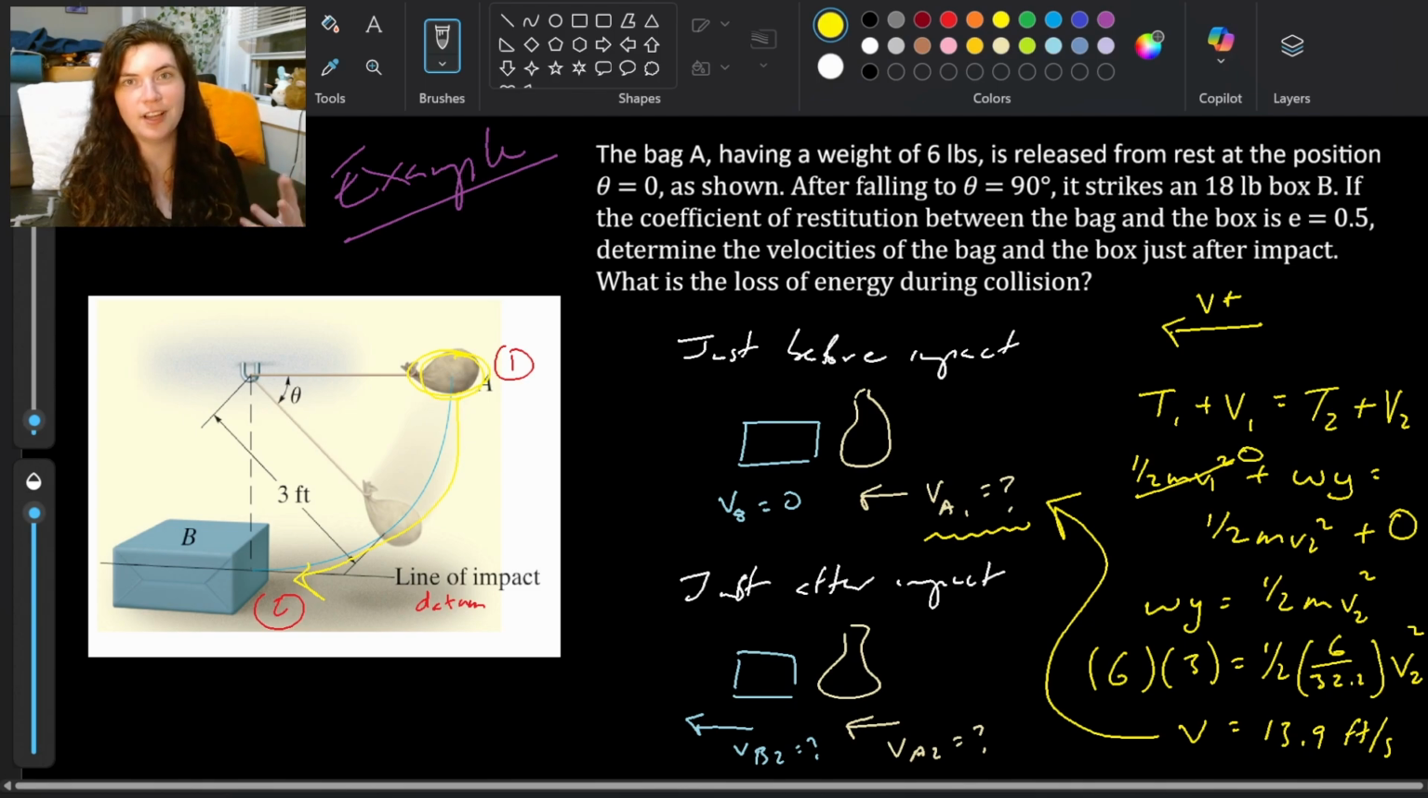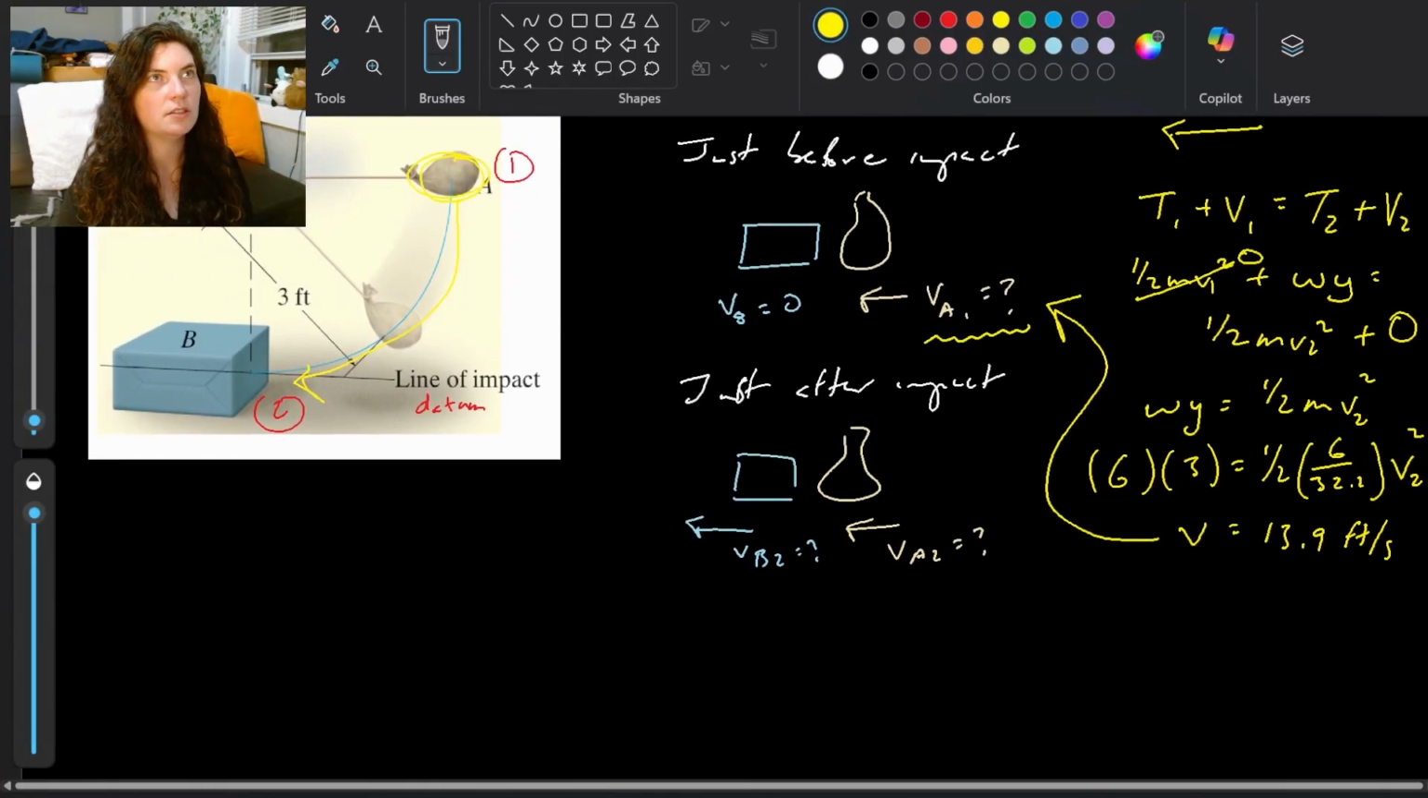So now that we've done all of that work, we can actually start the conservation of momentum and impact and the coefficient of restitution part of all of this to find those final velocities. That's really what we're interested in. So now I've got all my setup, and I'm going to go ahead and apply my conservation of momentum first.